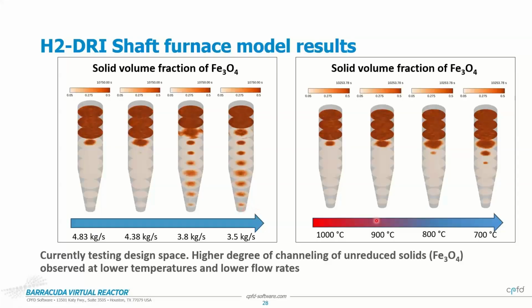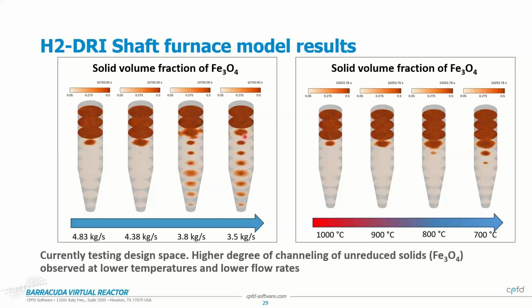We also see the same for lowering the temperature. So what we see here is that lower temperatures contribute to a higher degree of channeling of these solids as well. This trend is impacted by the kinetics. So lower temperatures mean lower reaction rates, and so more unconverted solids making it down. For this flow rate case, we see that at lower flow rates, there is a lower gas penetration. And so the reducing gas cannot actually go in and break up these channels and result in full conversion in the center.